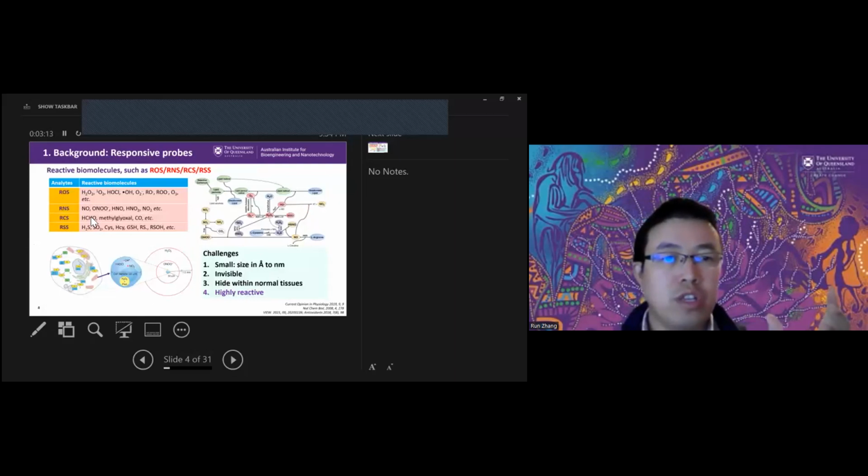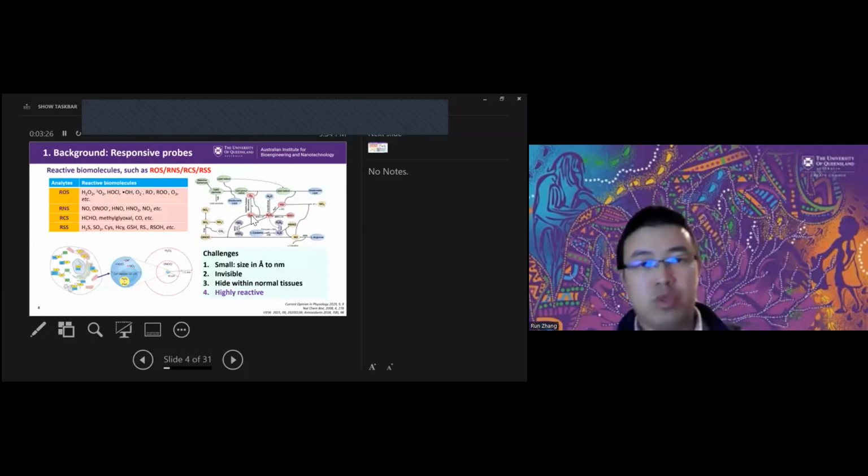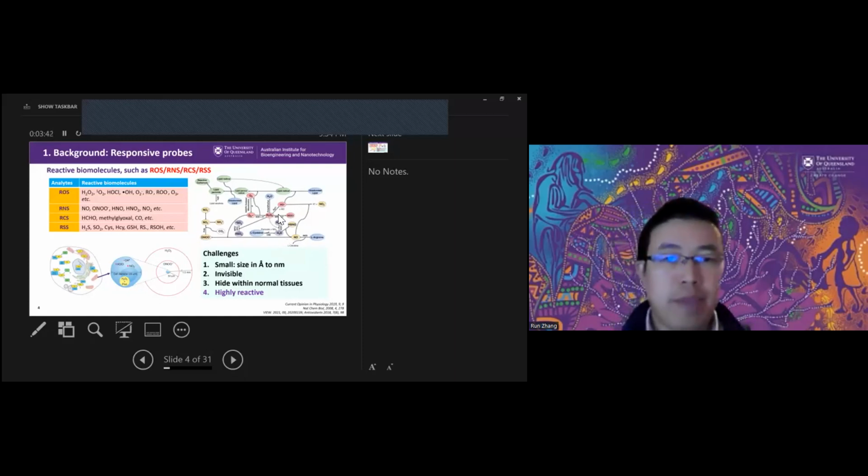For example, those normally include hydrogen peroxide, singlet oxygen, hypochlorous acid, and hydroperoxide. We know superoxide is the first to be produced in the body, and the superoxide can be converted to hydrogen peroxide. Hydrogen peroxide is much more stable and can react with metal ions to produce the hydroxyl radical, and also with chloride to form hypochlorous acid.